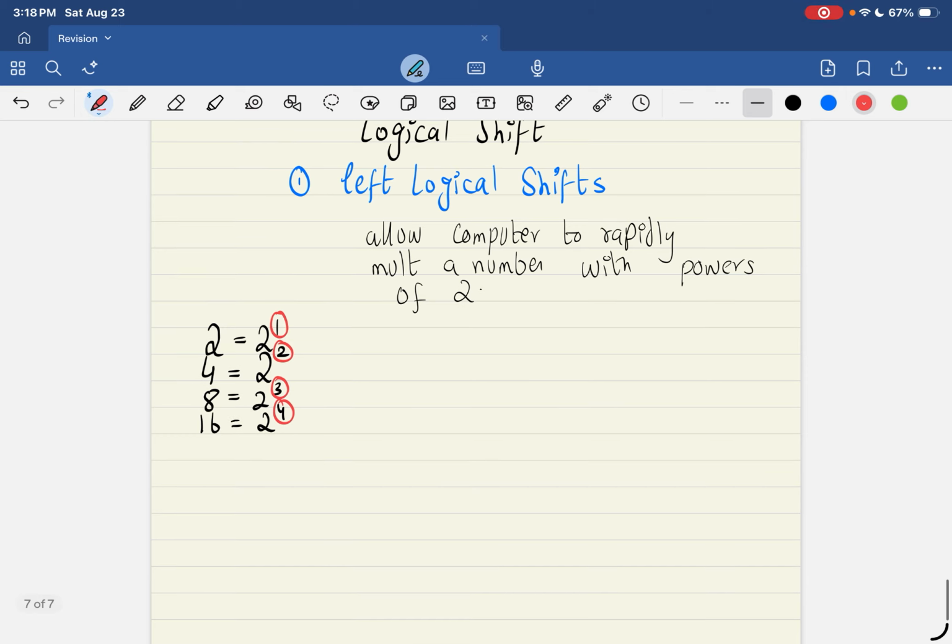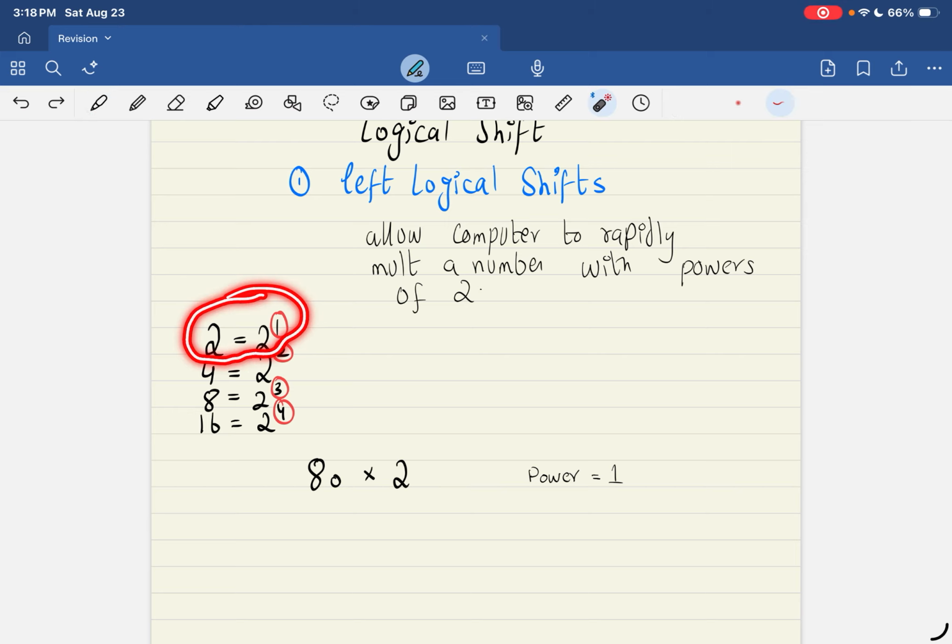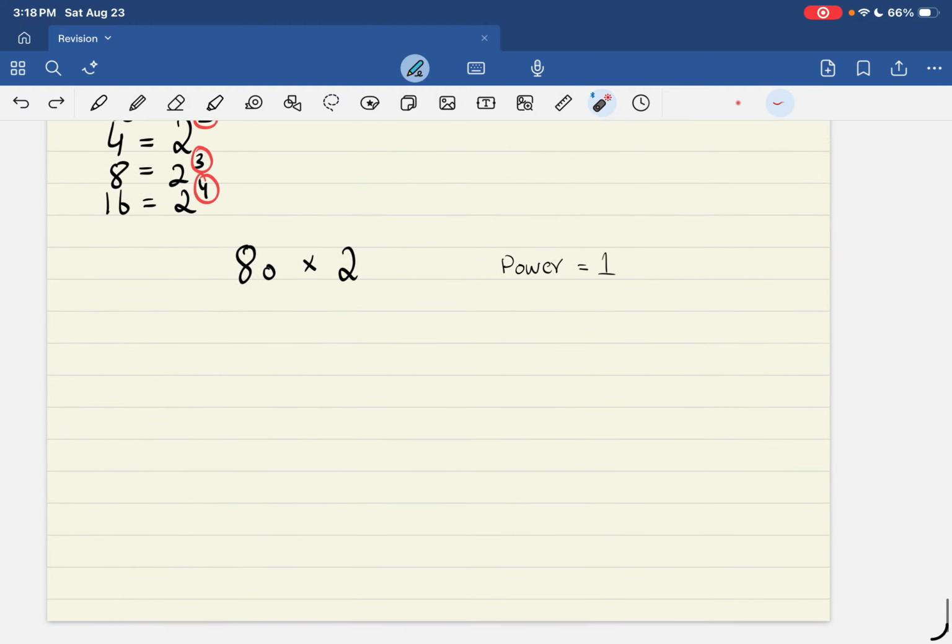Okay, so let's take an example. Let's say we have 80 and we want to multiply it with 2, for example. What power does 2 have? Well, since it's just 2 written over here, the power should be just 1, right? Just like this one over here. So the power of 2 should be 1 in order to give you 2, right?